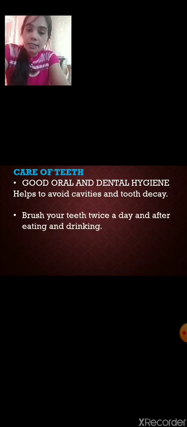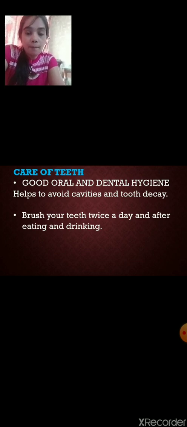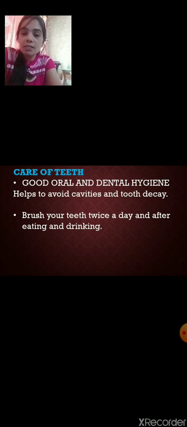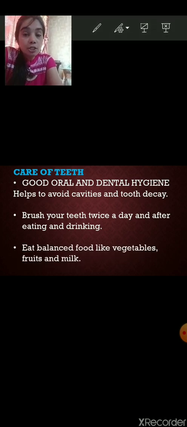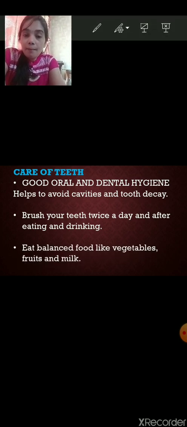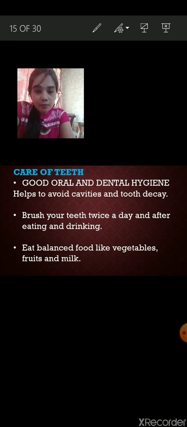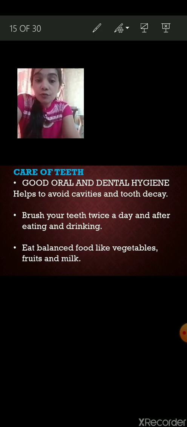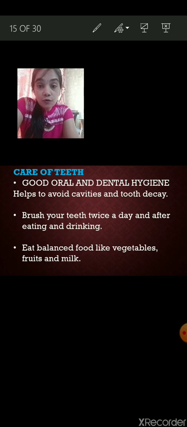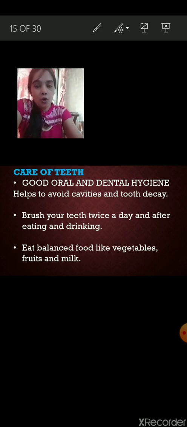Hygiene means cleanliness. So you have to brush your teeth twice a day, and whenever you have your meals or some cold drinks, it is necessary to brush your teeth immediately. And the next one is you should always eat balanced food like vegetables, fruits, and milk so that your teeth will be strong.